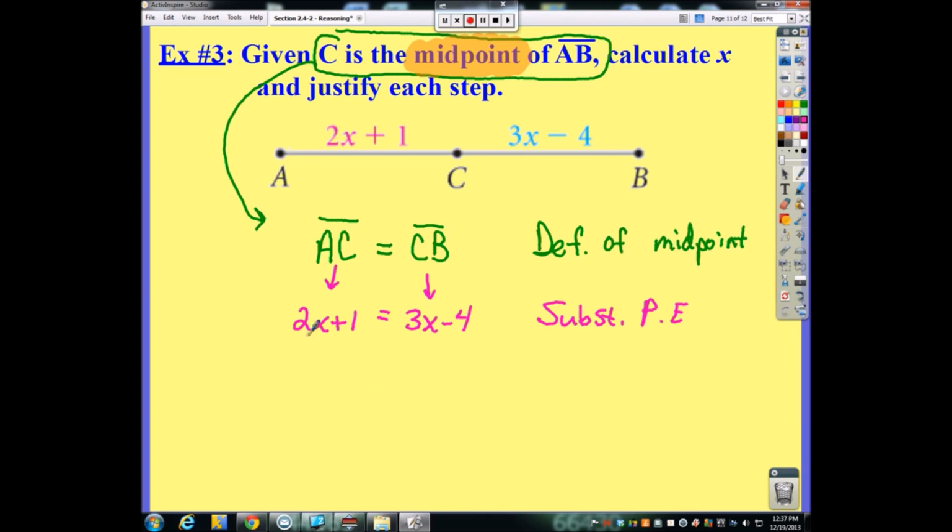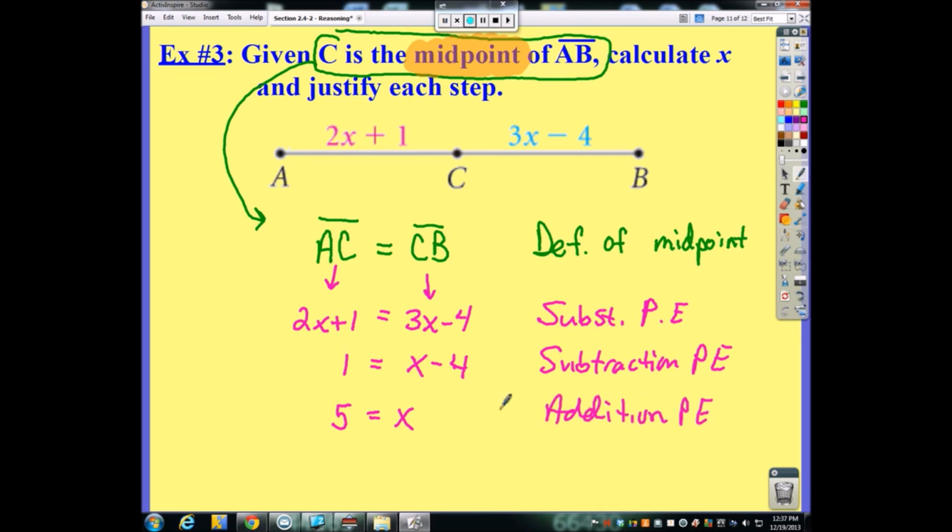Well, let's see. We need to subtract 2x over. And so if I subtract 2x on both sides, I just have the 1 left there, and 3x minus 2x would just be x, or 1x, and I'd still have the minus 4. So I use the subtraction property of equality. And then I would need to add the 4 over, and if I added the 4 over, that would turn into a 5. And so I use the addition property of equality, and I've got x now. x equals 5, or 5 equals x.